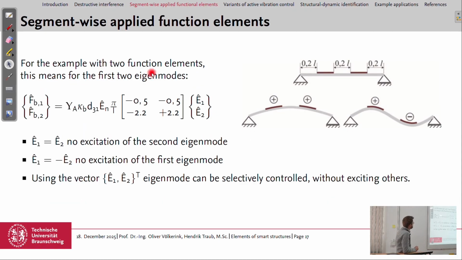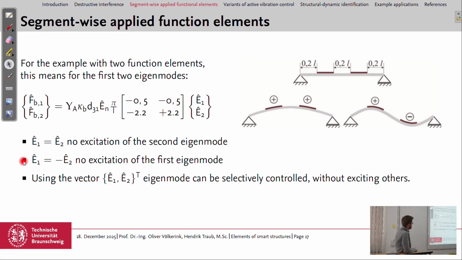So for these two functional elements, we can write the general excitation for the first two eigenmodes. So we have two equations for the first two eigenmodes in this kind of matrix form, with a vector containing the generalized electric field we apply to the first and the second actuator. Then we can see if E1 equals E2, then we have no excitation of the second eigenmode, because they would cancel each other out here.